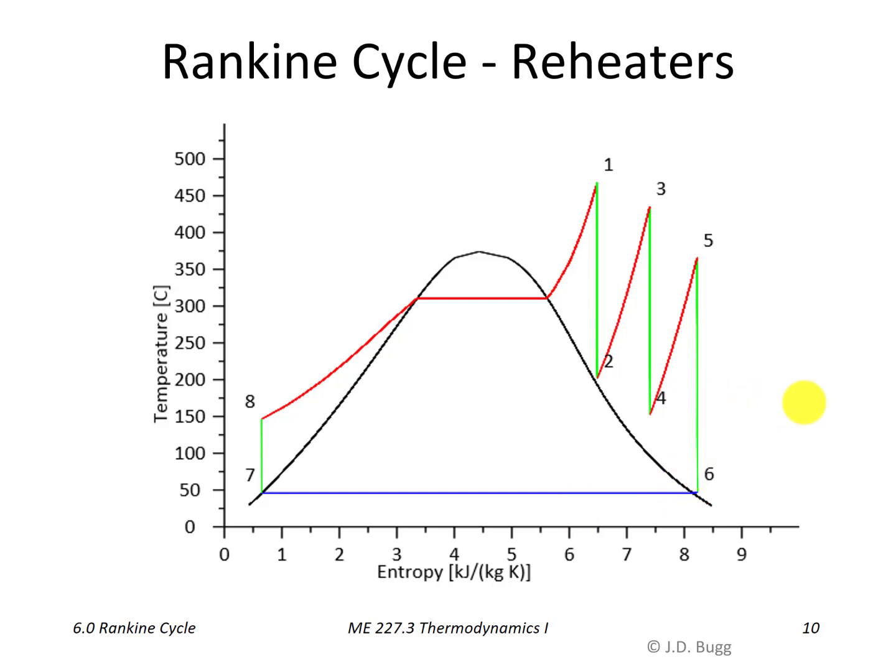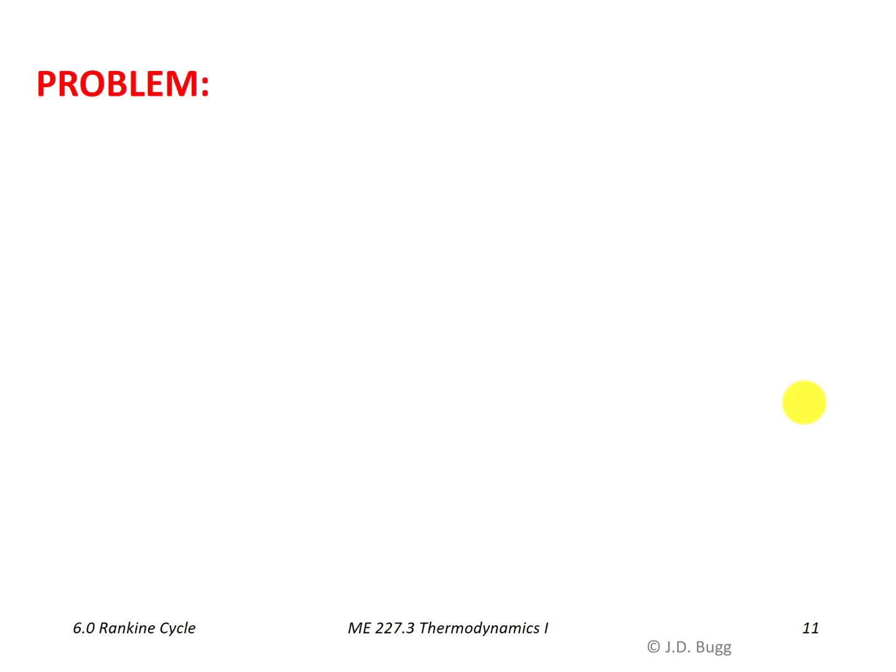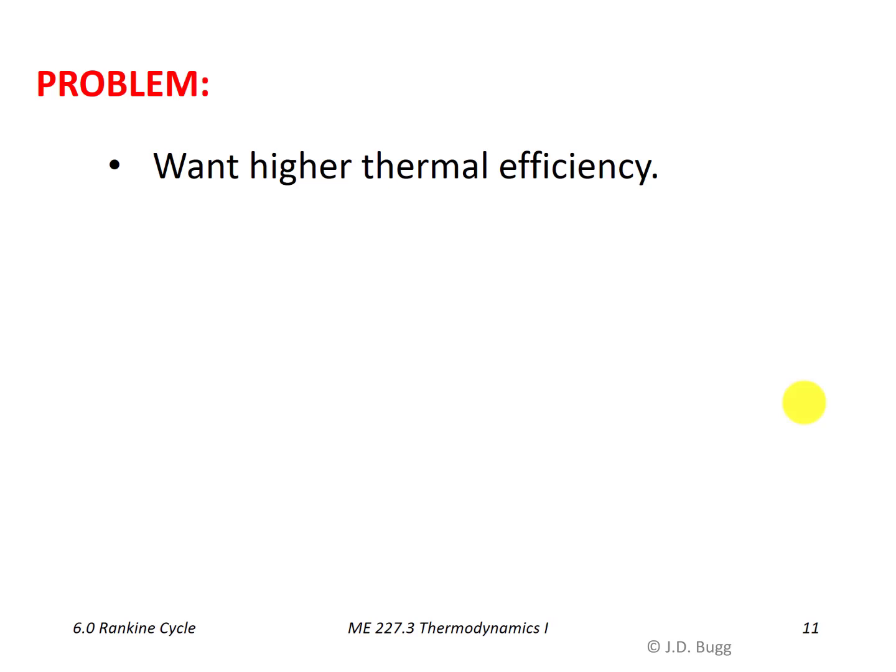So this Rankine cycle is now able to avoid the problem of significant liquid showing up in the turbine by using reheat. Now the problem with this is that we would still like to achieve a higher efficiency than is possible with our current configuration. So we want the highest possible thermal efficiency that we can get. So let's just remind ourselves what thermal efficiency is. It's the net work divided by the heat supplied.